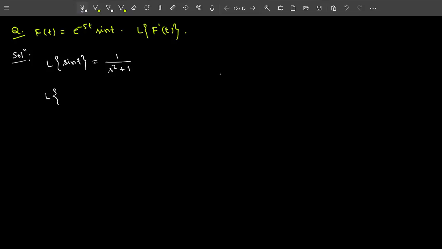Now let's calculate Laplace of e to the power minus 5t into sine t. So obviously here exponential is multiplied. So you know when exponential is multiplied, you can apply the first shifting property. So that will be 1 by, here the value of a is minus 5. Yes or no? Here the value of a is minus 5. So you can write s minus a. Okay, let me write the first shifting property. Laplace of e to the power at f of t is equal to F of s minus a. This is the formula, first shifting property. That means in place of s, you have to write s minus a.